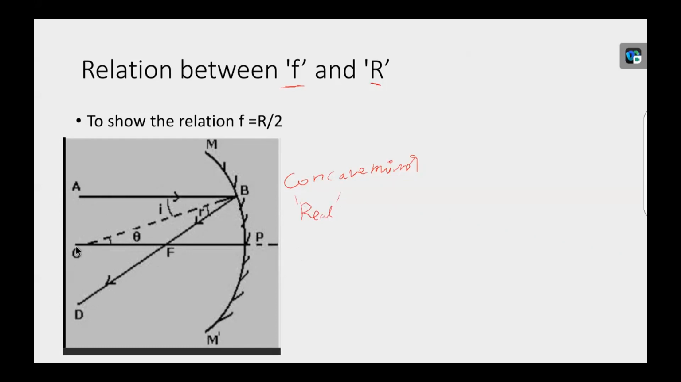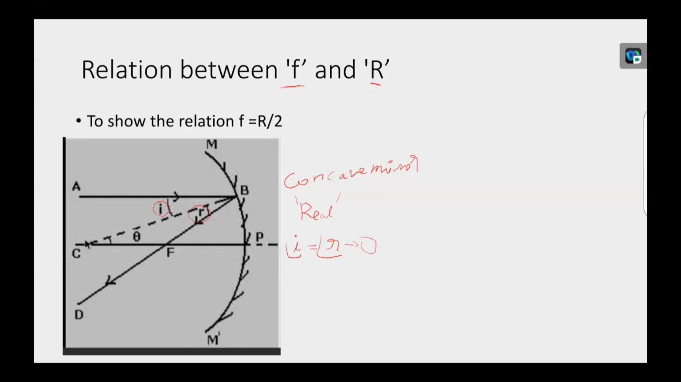The line drawn from the center of curvature to point B, or to any point on the mirror, is called the normal. We have already learned the laws of reflection: the incident ray, reflected ray, and normal lie in the same plane, where the angle of incidence and angle of reflection are equal. That means the second law of reflection shows angle I equals angle R. This we have already learned in earlier classes.